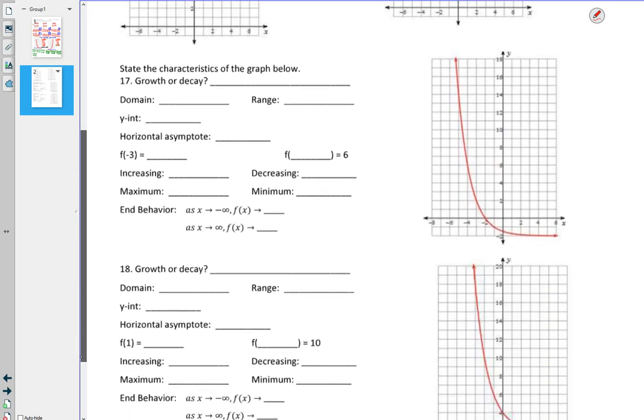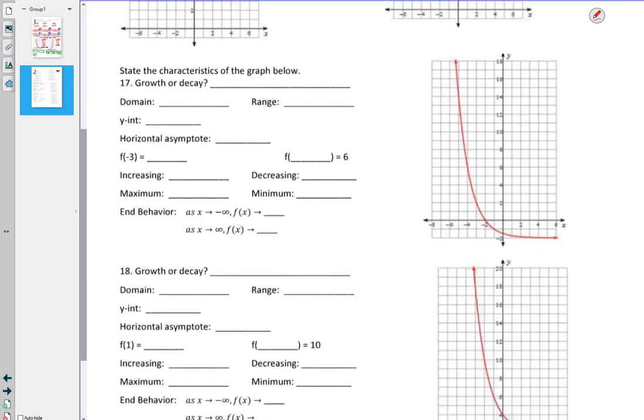So let's go to 17. They give you a graph. Let's discuss the characteristics. So assuming that no type of a reflection has occurred, is number 17 a growth or a decay based on the shape? It's a decay because as you go left, think of it this way.